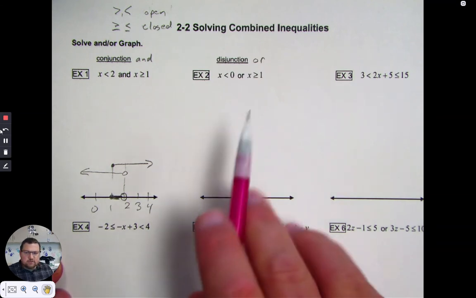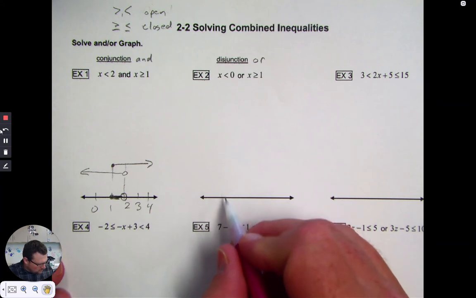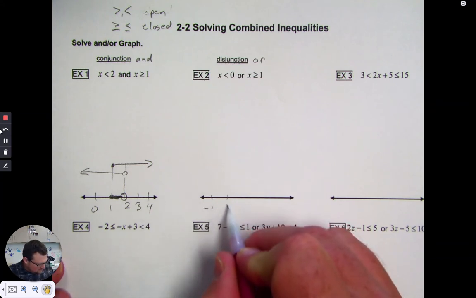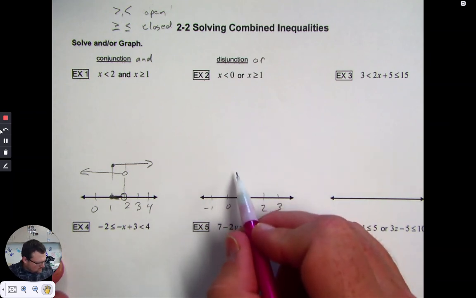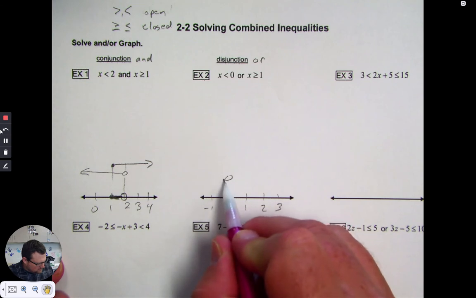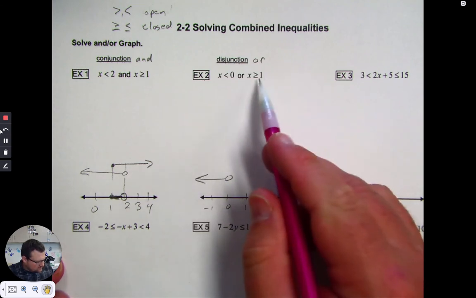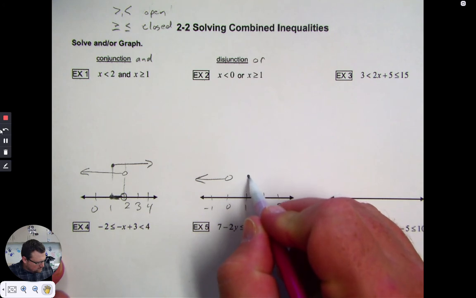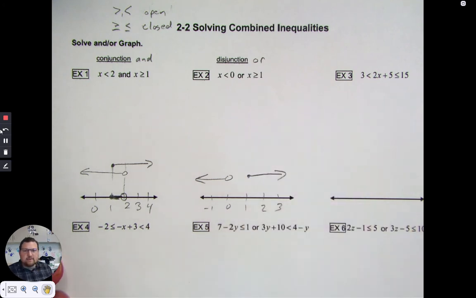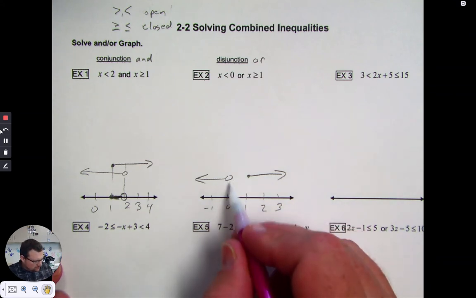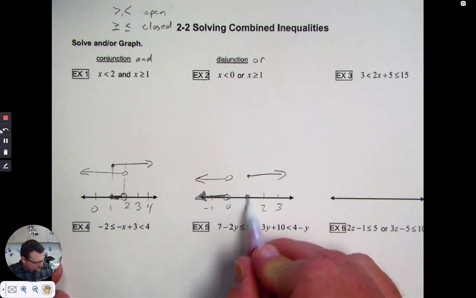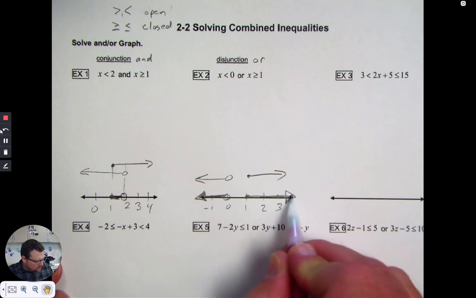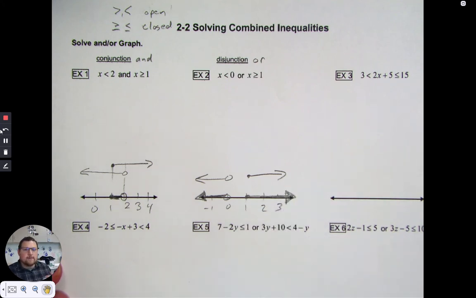Okay, for number 2, it's or, so it just has to work for one or the other. So negative 1, 0, 1, 2, 3. Okay, so x is less than 0, it would be an open circle at 0 with an arrow to the left. X is greater than or equal to 1 would be a closed circle with an arrow to the right. Now, because it only has to work for one or the other, you can just literally bring these straight down, and this is your final graph. No intersection needed because with or it only has to work in one or the other.